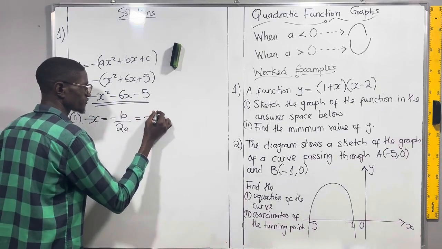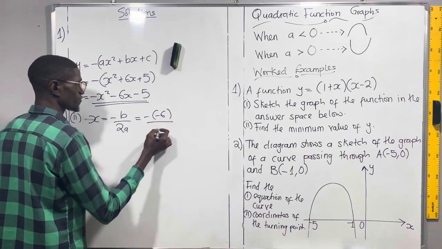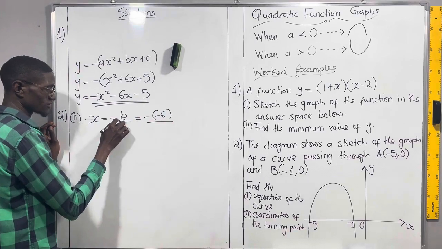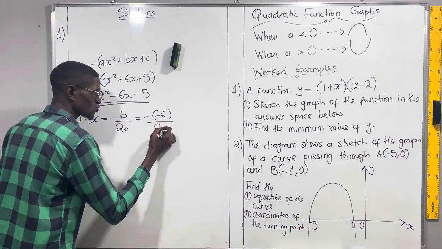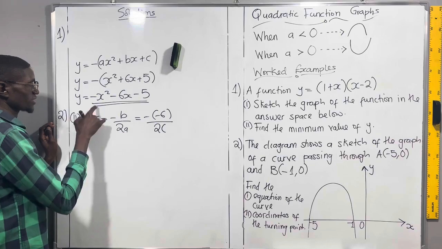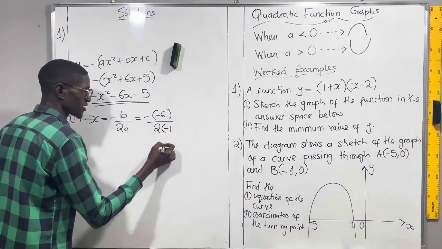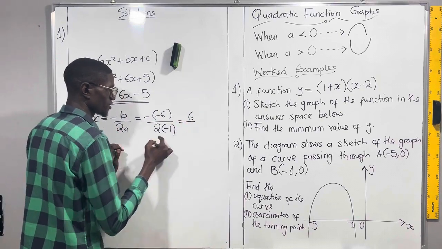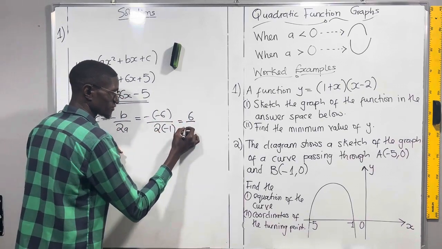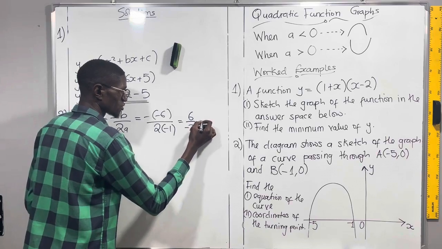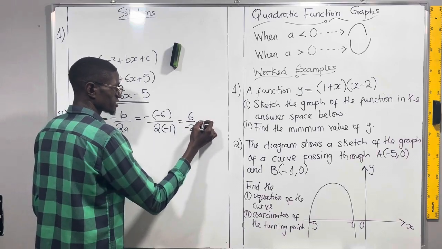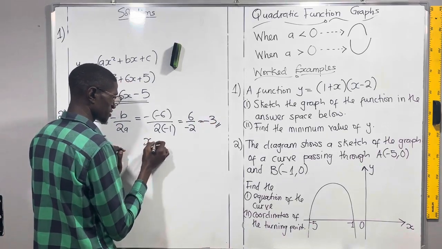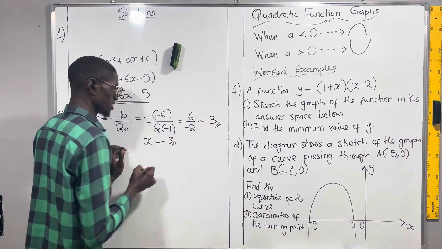So we're going to say negative 6, and this value of b is coming with its own sign. This negative is for the formula. Then we're going to have 2 in brackets. What is the value of a? The value of a there is negative 1. Negative times negative is positive. 2 times negative 1 gives negative 2. Positive divided by negative is negative. 6 divided by 2 is 3. So the value of x is equal to negative 3.